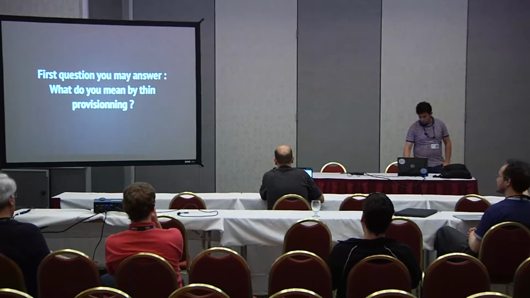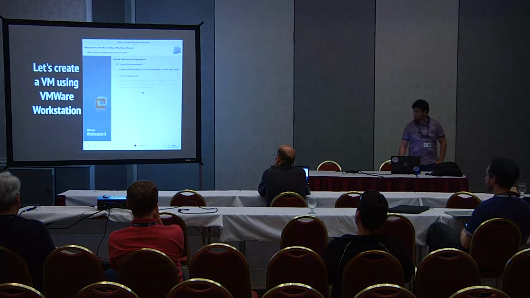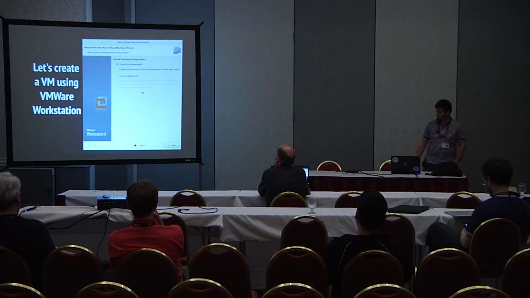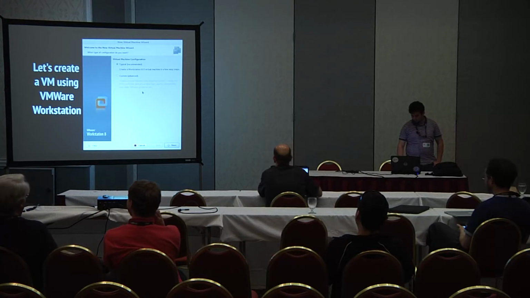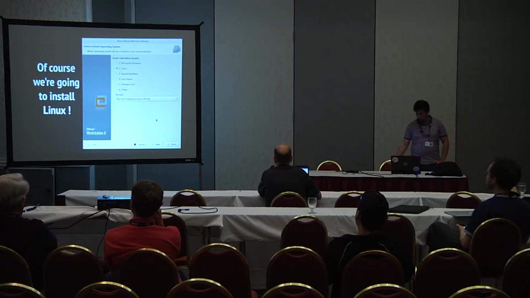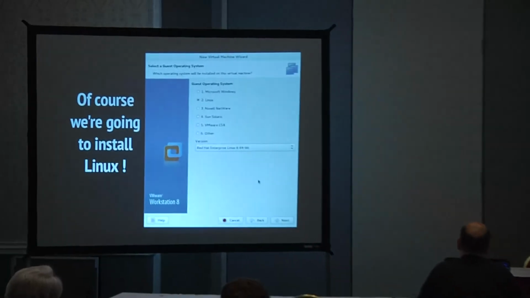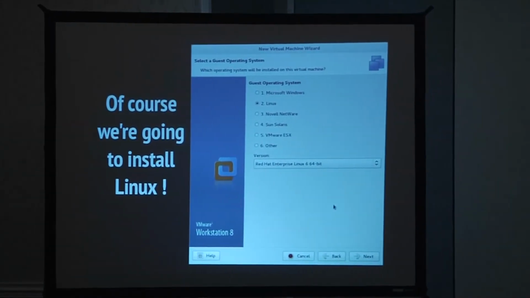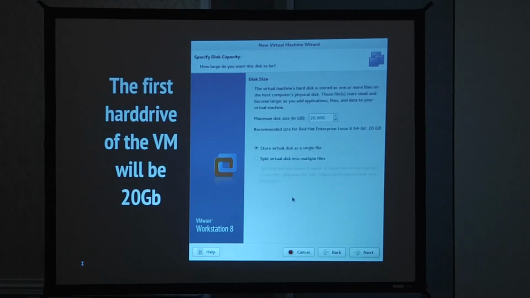To do that, I will just explain with a simple example using VMware Workstation. Perhaps a lot of people are used to this product. When we create a virtual machine with VMware, of course we select the operating system. We can select Windows, Linux, and a lot of other systems. VMware will set some settings. For example, for Linux, it will set 1 GB for memory and other default settings. And next, for the hard drive, we have the thin provisioning hard drive.